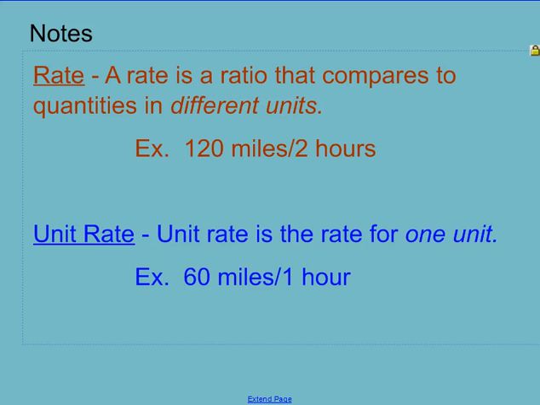Rate. A rate is a ratio, and we know that a ratio compares two quantities, but a rate compares two quantities with different units. For example, 120 miles per 2 hours. Those are different units, miles and hours. A unit rate is the rate for just one unit. So an example of this is driving 60 miles in 1 hour. Again, the unit rate is 1.